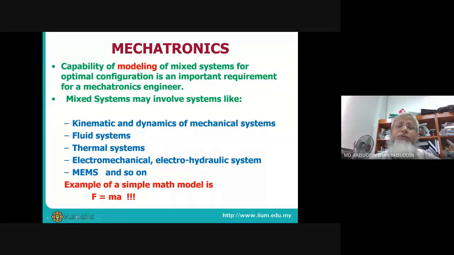So the capability of modeling a big system for optimal configuration is an important requirement for a mechatronics engineer. So what is modeling? I'll discuss it immediately. Modeling is basically when we represent physical things, knowing their relationship with each other.